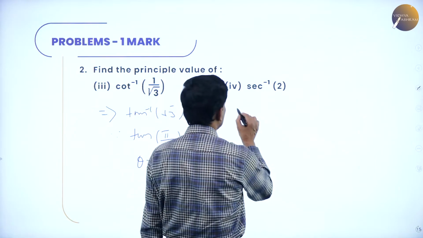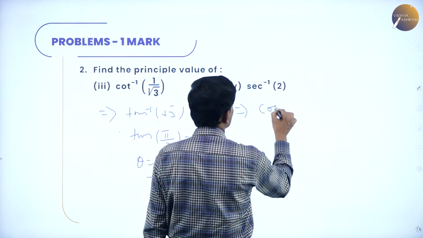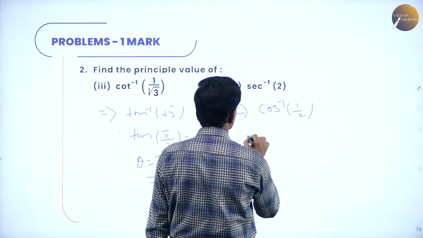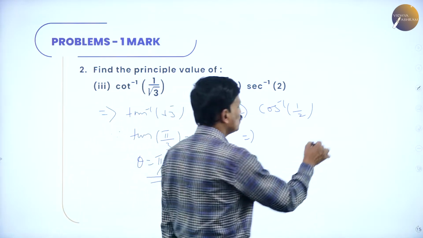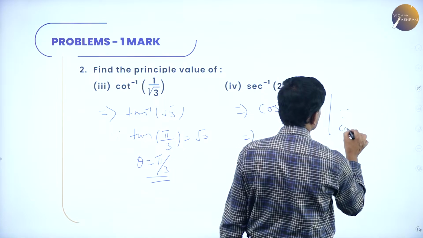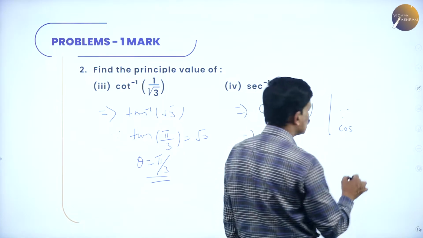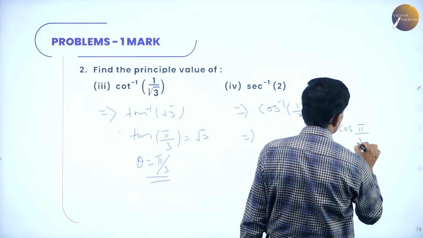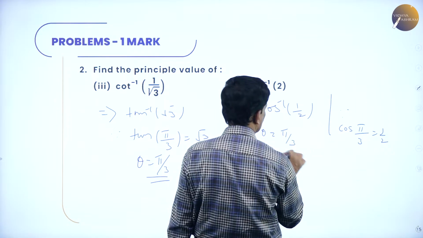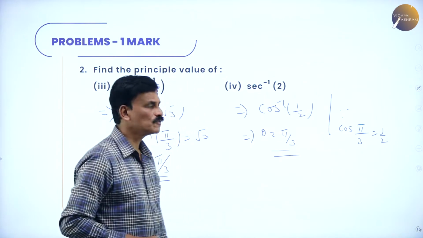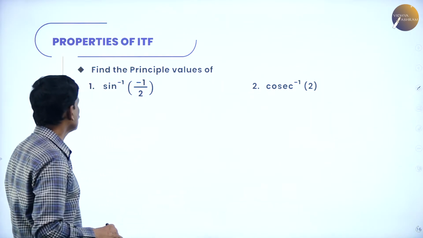Similarly, come to this. Secant inverse of 2 can also be written as cos inverse of 1 by 2. So, for what value of theta will you get cos as 1 by 2? Since cos of 60 degrees, cos 60, that is nothing but pi by 3, is equal to 1 by 2, which implies theta is equal to pi by 3. That's it. Okay. Now, let us come to this.